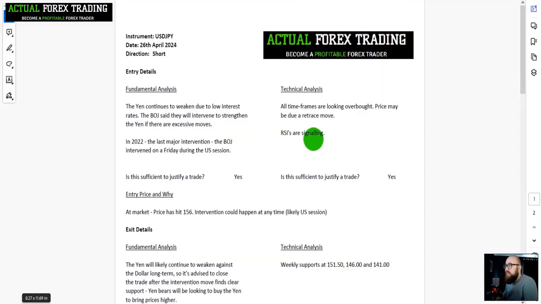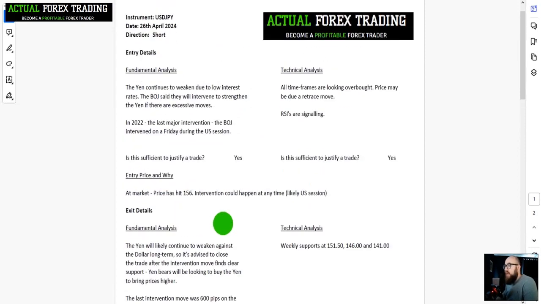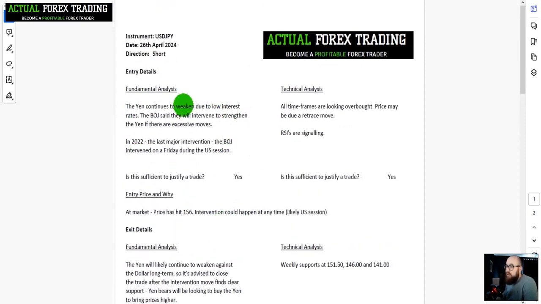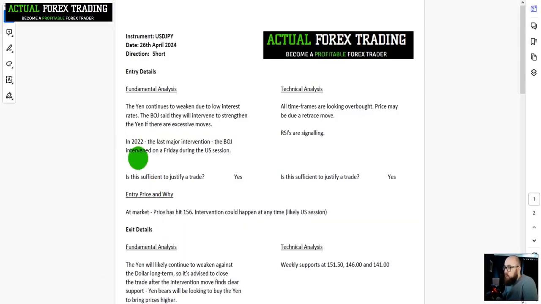Well, it's all based on potential intervention. You can read this document in detail. You can pause the video and read through, but it's really based on potential Bank of Japan intervention. They are likely to intervene to strengthen the yen, and it's going to cause a big move down. They did this back in 2022, and it caused a move of about 600 pips initially, followed by a further move of about 2,000 pips following days and weeks. It's that initial move that I want to get on.